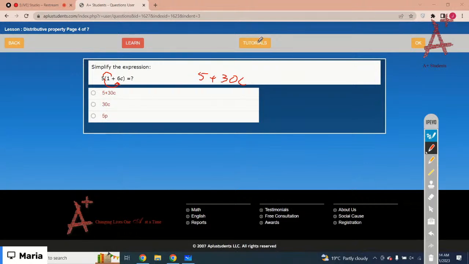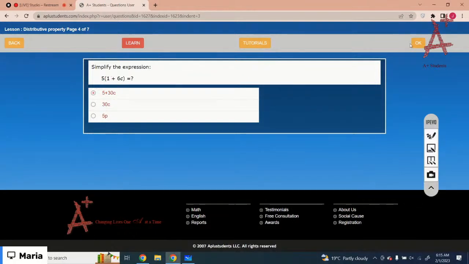Okay, so option number 1 is the correct option. That would be 5 plus 30c. So just select the correct option and click on the OK button.